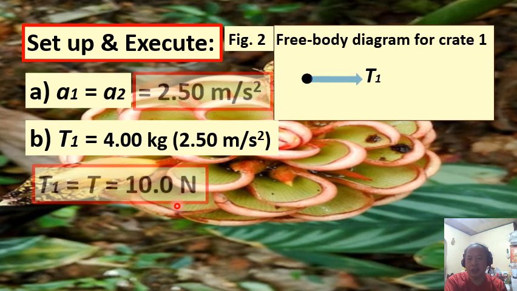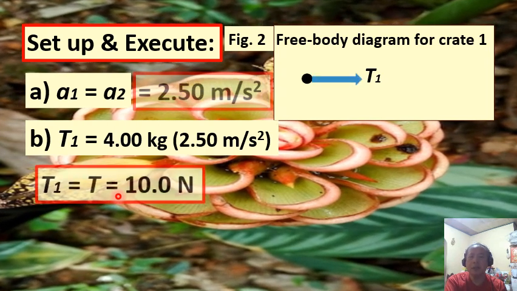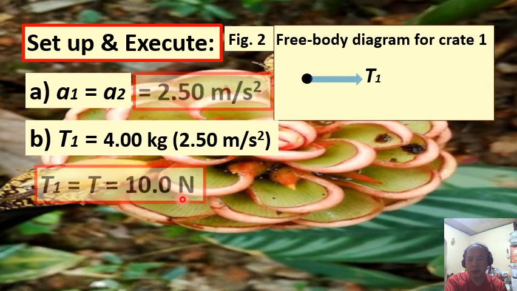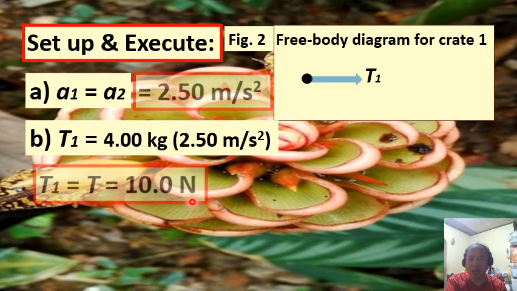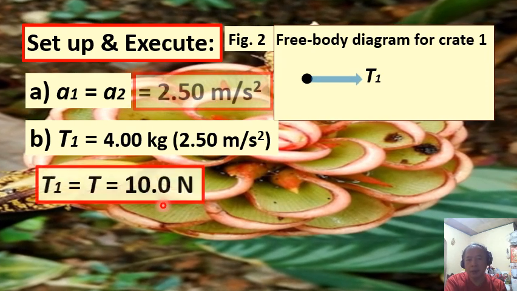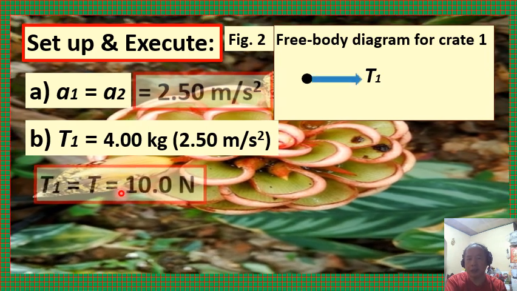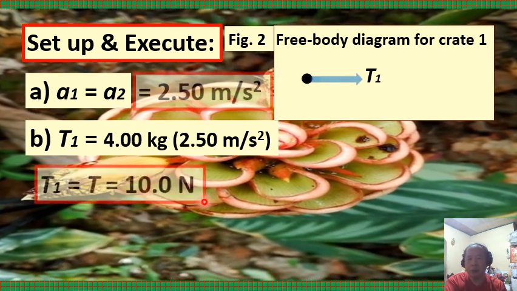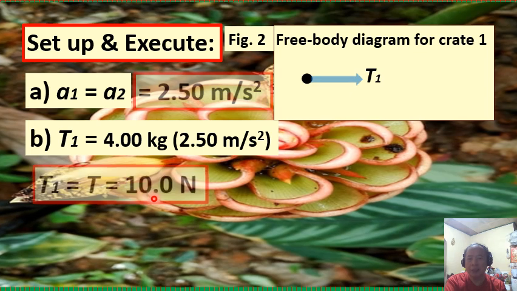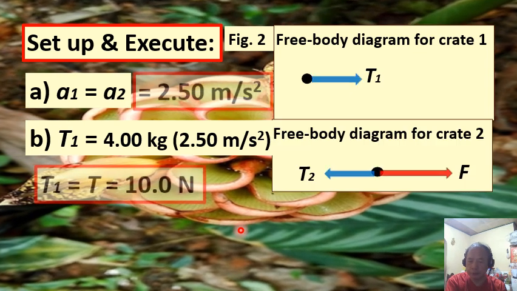And since T sub 1 is the same tension force that is within the rope itself, the tension in the rope being denoted here by capital T. So we say that the tension capital T is also equal to 10.0 Newton.